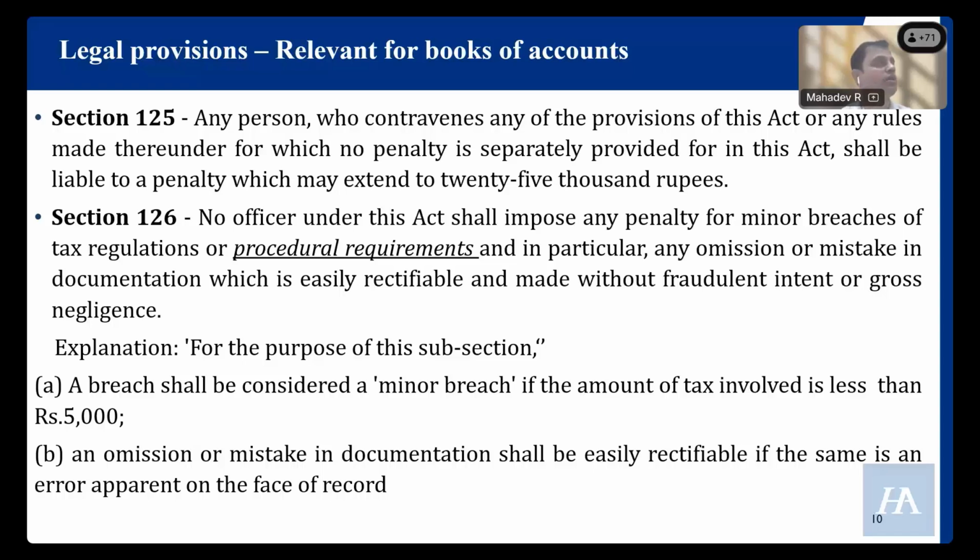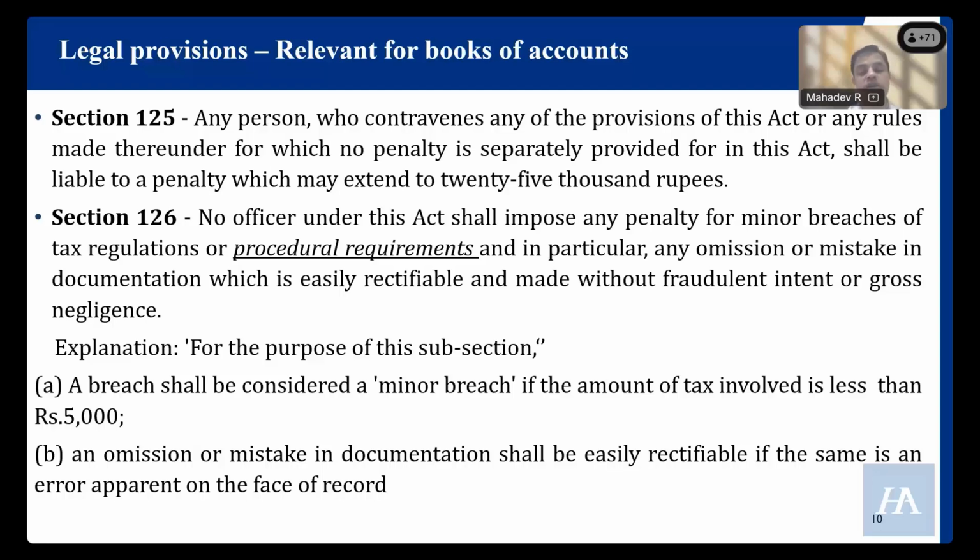You may have a turnover of 1000 crores. You may have a turnover of only 10 crores. In both the scenarios, the minor breach is when the tax involved is 5,000 rupees. If the tax involved is more than 5,000 rupees, then the department will not consider it to be a minor breach. It is a major breach wherein penalty can go up to 50,000 rupees.